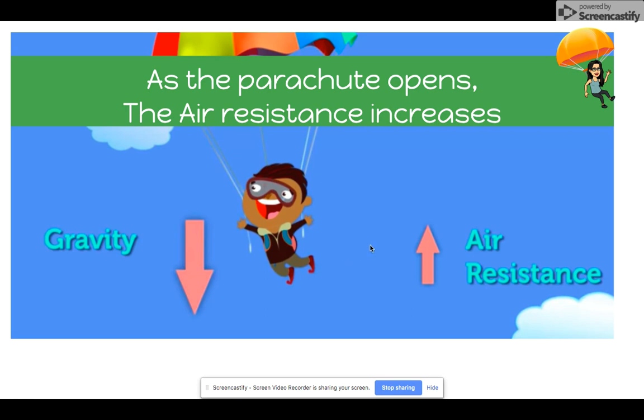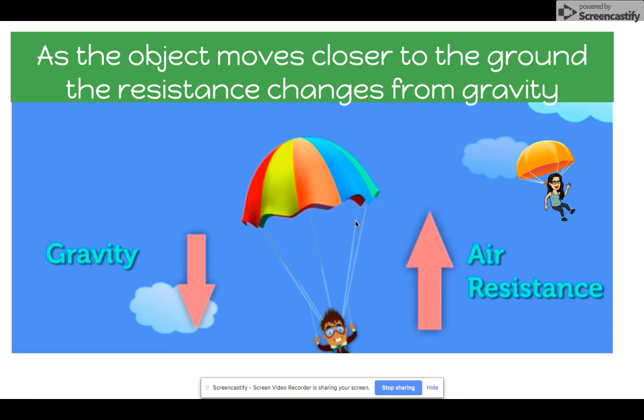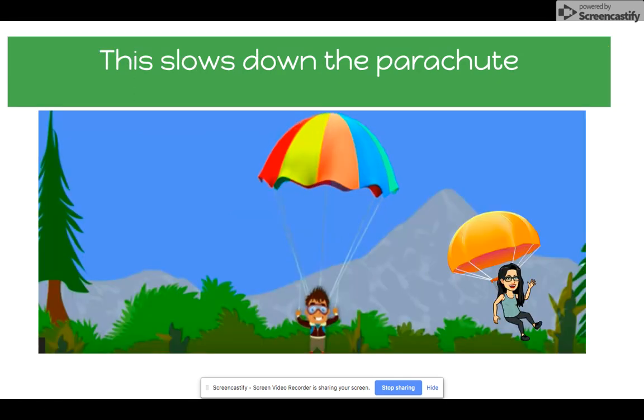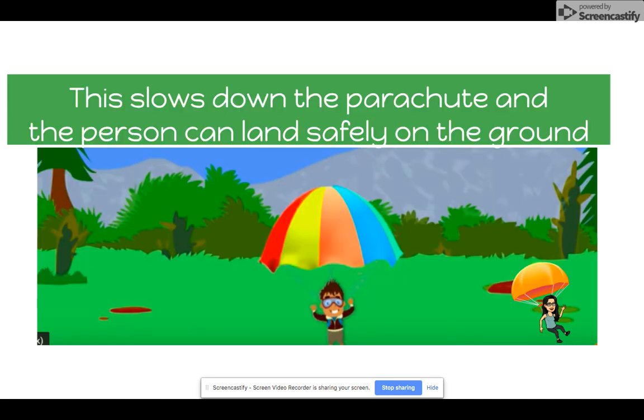As the parachute opens, the air resistance increases. And as the object moves closer to the ground, the balance changes from gravity to air resistance, as again illustrated in the arrows, and we can see the shift in the size of the arrows again. Now the air resistance increases and is more than gravity. So at this point, the parachute is open and the person or object falling to the ground is closer to the ground than they were before. This slows down the parachute because it's open and covering a big, wide space. This slows down the parachute so the person can land safely on the ground.